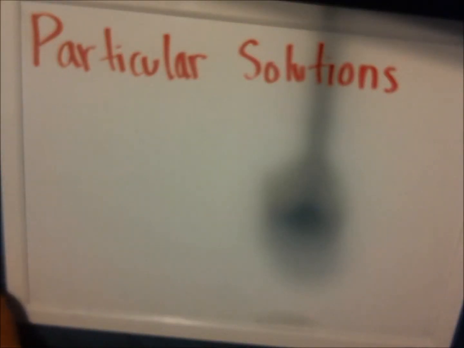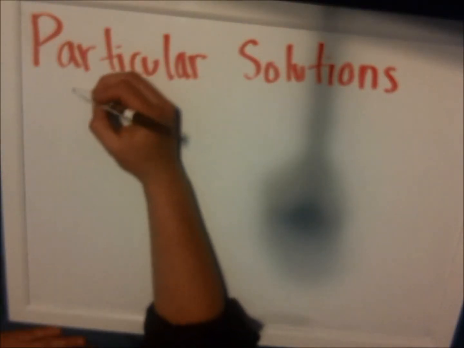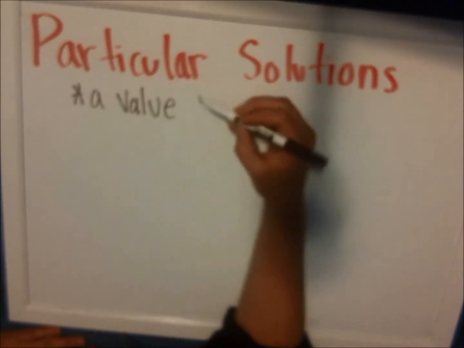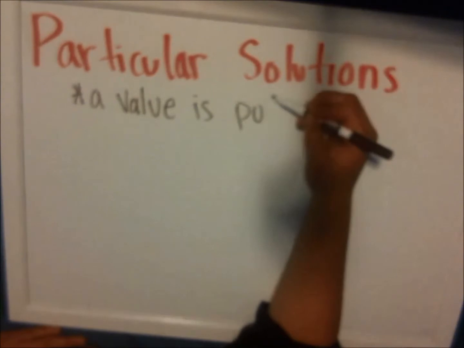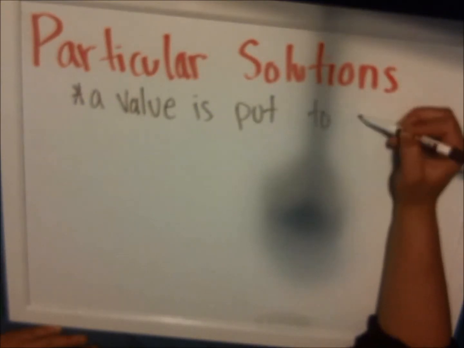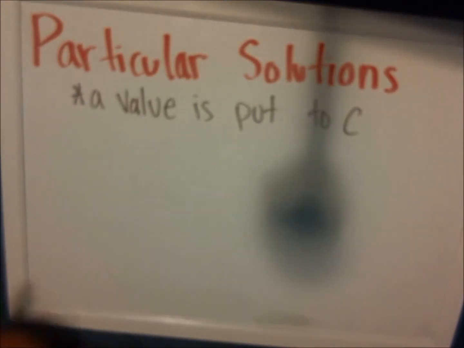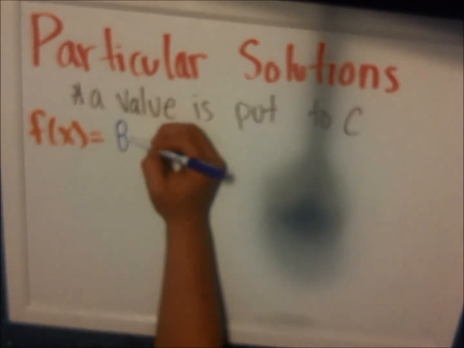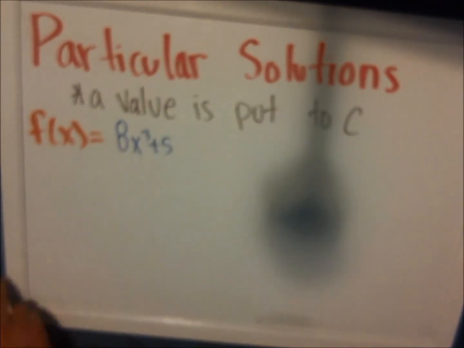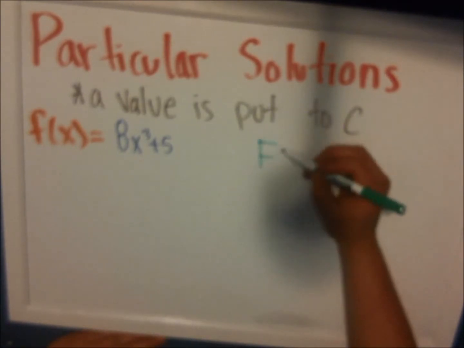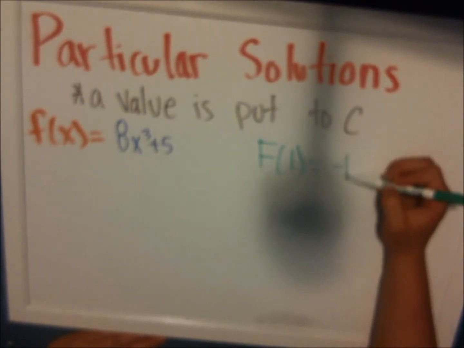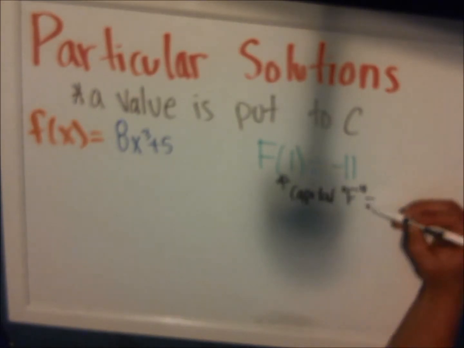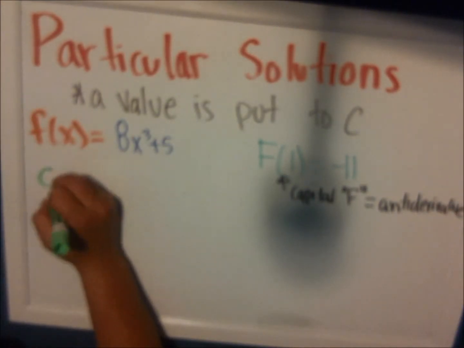Okay, so this whole time we've been focusing on general solutions, which is everything with a plus c. But now we want to look at particular solutions. So you're still going to have to find the general solution, but you're actually going to put a value to c. So why don't we try one? So we have that f of x equals 8x to the third plus 5. And we know that the antiderivative of f of 1 equals negative 11.